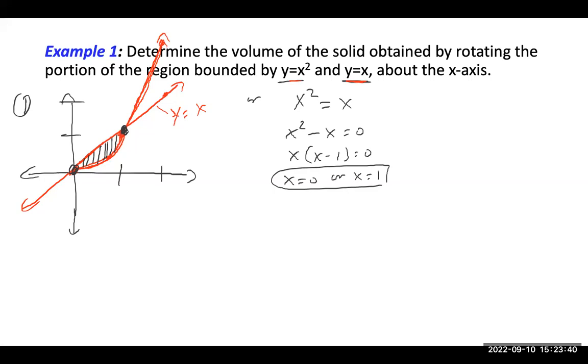All right, now what are we going to do? We need to go ahead and bound this. We're going to have to rotate this region about the x-axis, which means this region is going to be rotated this way. So you should see a mirror image of the region down here.